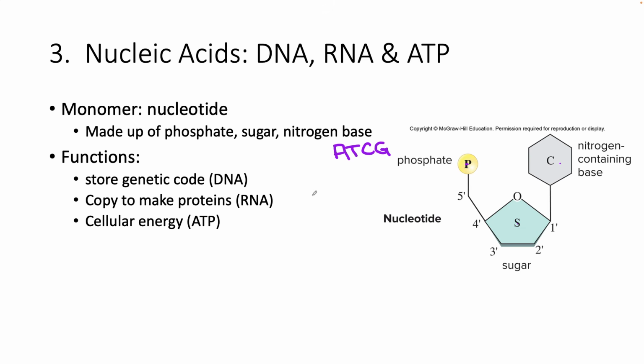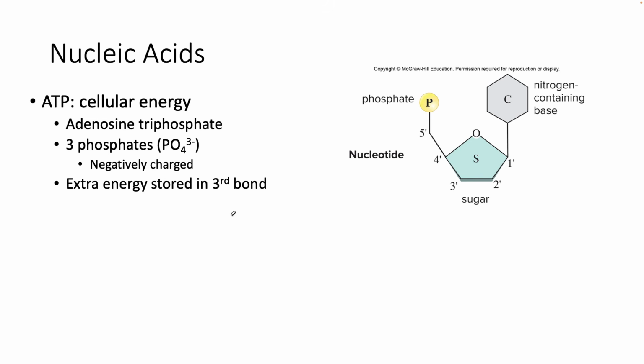The functions of nucleic acids is that they store the genetic code in your DNA. We use RNA, which is also a nucleic acid, to make proteins. And ATP, what we use for cellular energy, is also a type of nucleic acid. ATP is used for cellular energy.